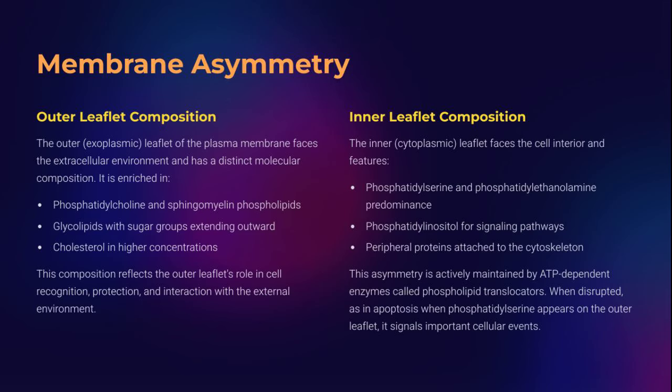The two faces of the membrane are not mirror images. The outer leaflet signals the world, the inner leaflet handles logistics. Flipases, flopases, scramblases orchestrate this choreography. Asymmetry isn't just elegance, it's essential. Apoptosis begins with asymmetry gone wrong.